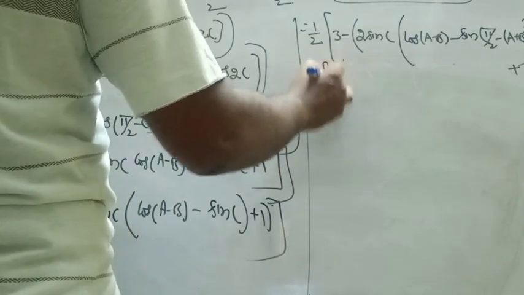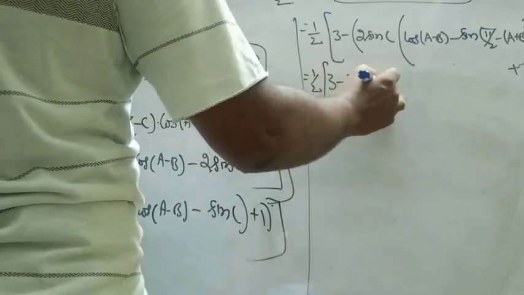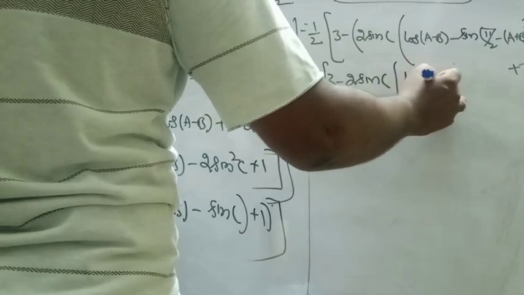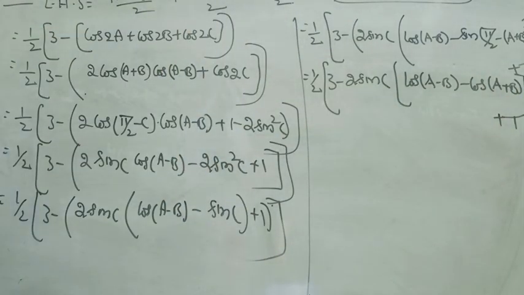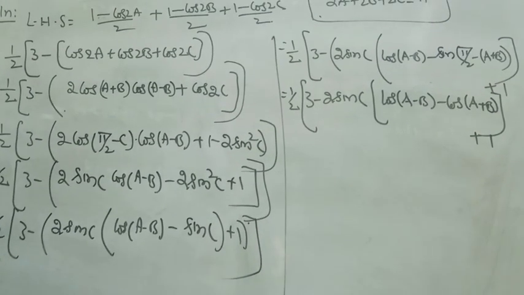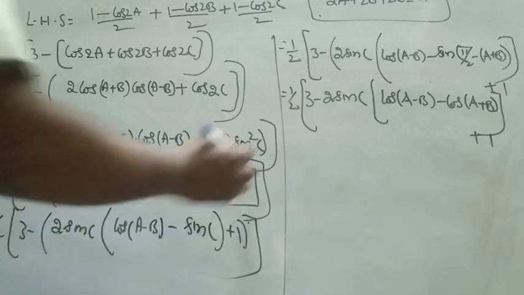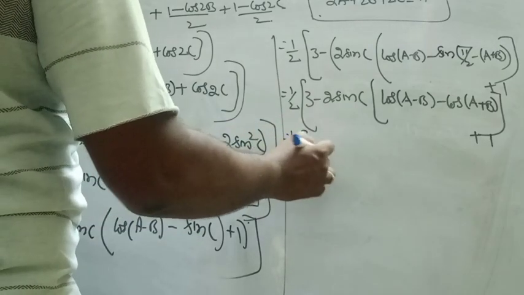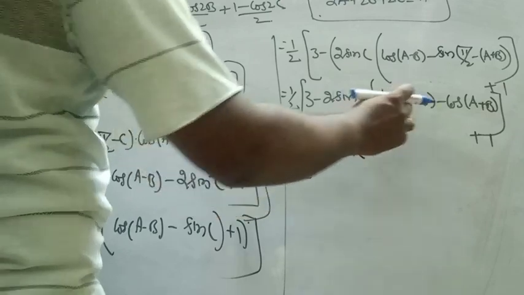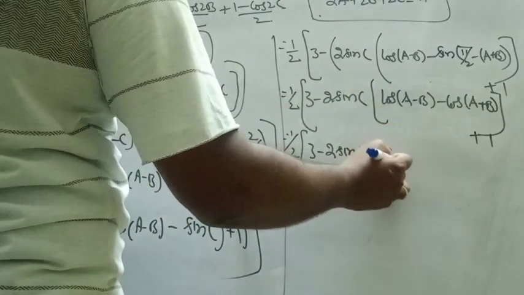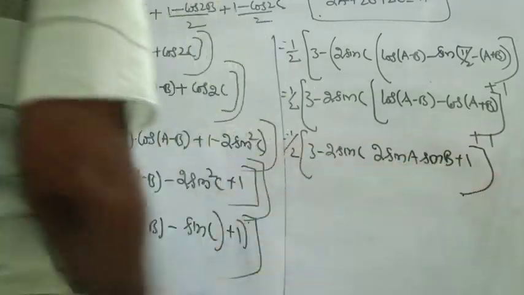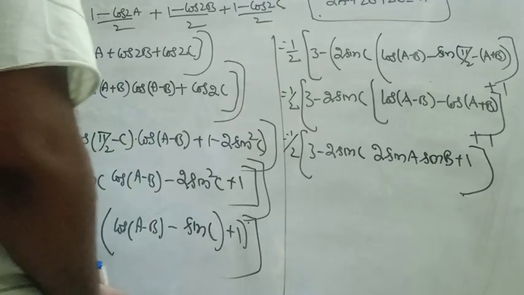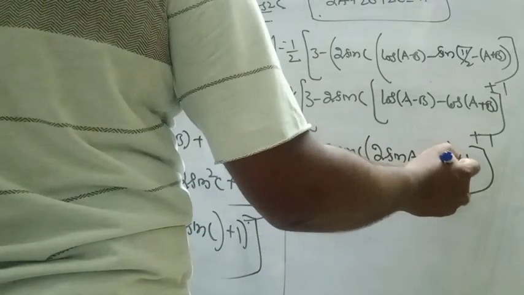Now this is 1 by 2 into 3 minus 2 sine c. You have cos (a minus b) minus cos (a plus b), right? Plus 1, like this. Sine (90 minus theta) is cos theta. This is what you are having here. See, my dear students, that part. Wonderful. Now this is 1 by 2 into 3 minus 2 sine c. Cos (a minus b) minus cos (a plus b) is nothing but 2 sine a sine b, so 2 sine a sine b plus 1, like this, right? This is what we are having here.